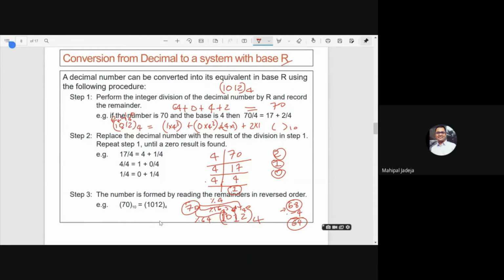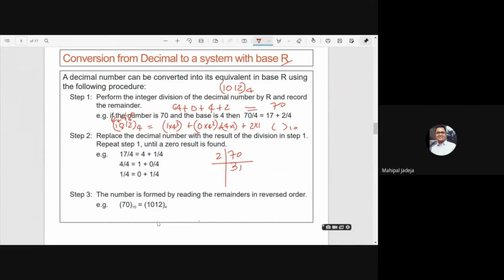So we can do one more exercise with the same number. Let's say I want to convert the same number into base 2. So 2 times 35 is nothing but 70. So first will be 0. And this 0 is representing what? That the number is divisible by 2. Therefore, this 0 appears, right?